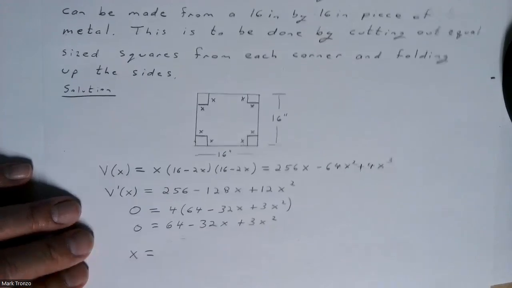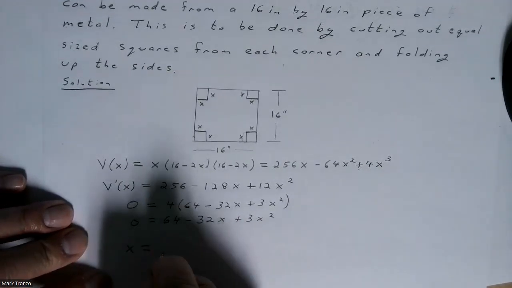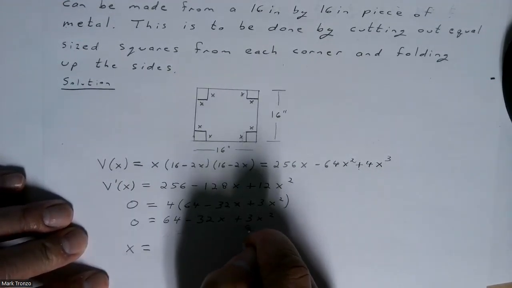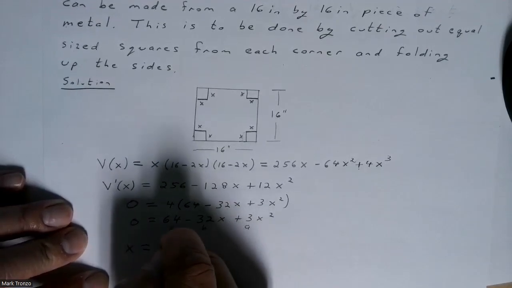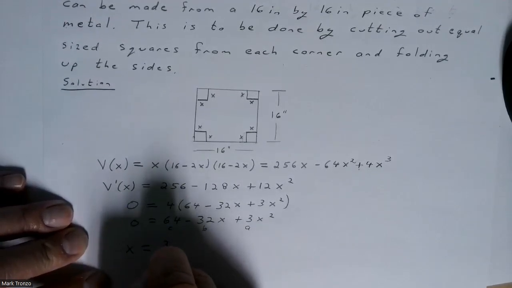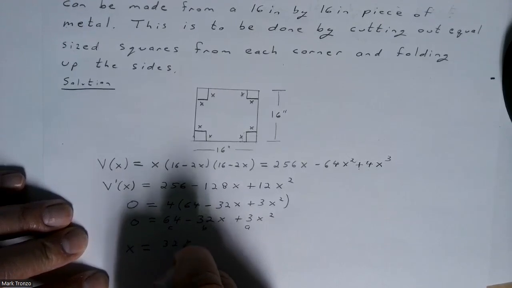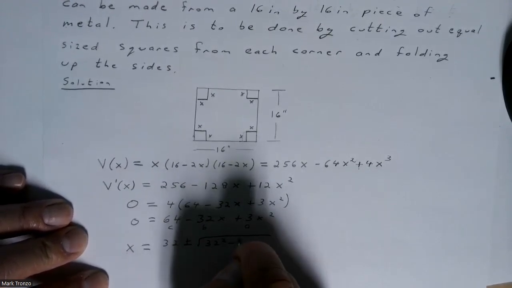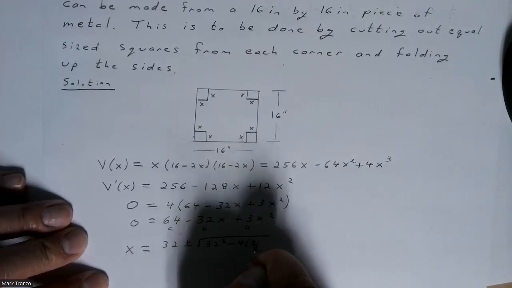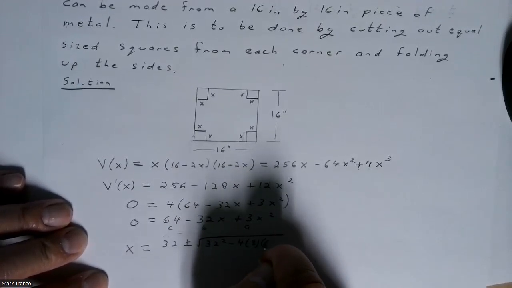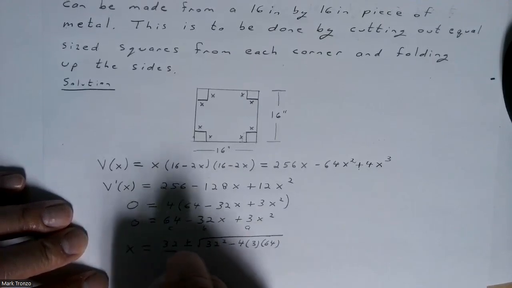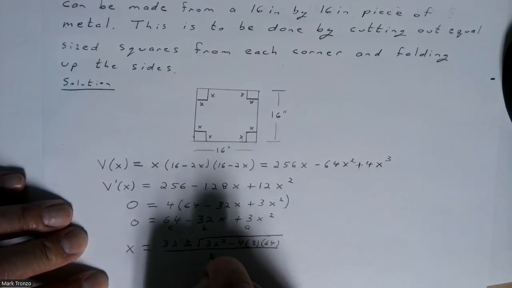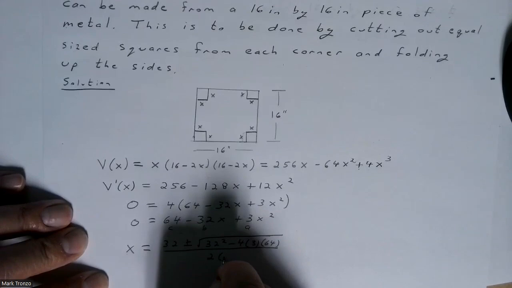and use our quadratic formula. Remember, in this case, this is going to be a, b, and c. Negative b plus or minus the square root of b squared minus 4 times a times c, divided by 2a.